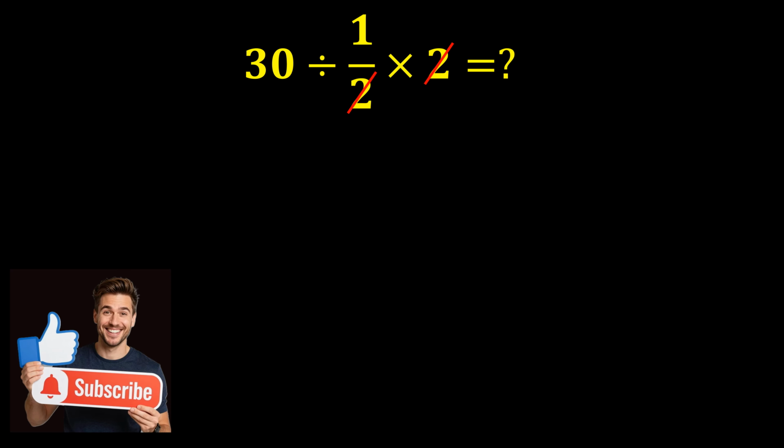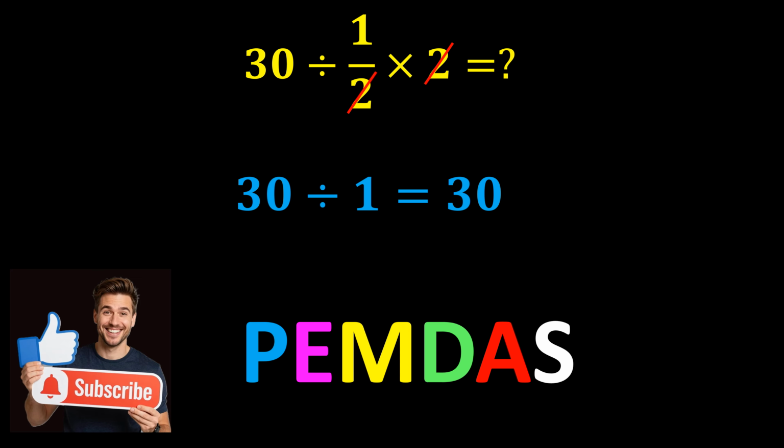2 plus 2 equals 4, and 30 divided by 1 equals 30, but this answer is completely wrong because we didn't follow the PEMDAS rule. PEMDAS is an acronym that shows the order of operations in math.